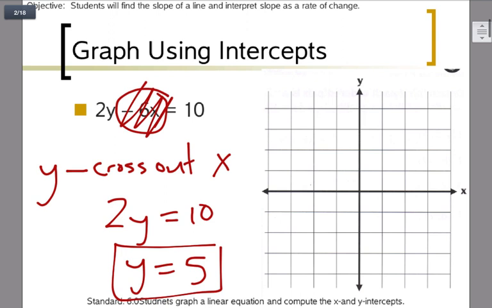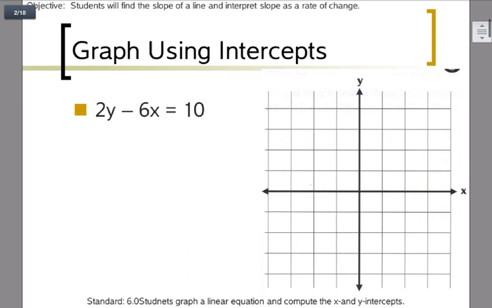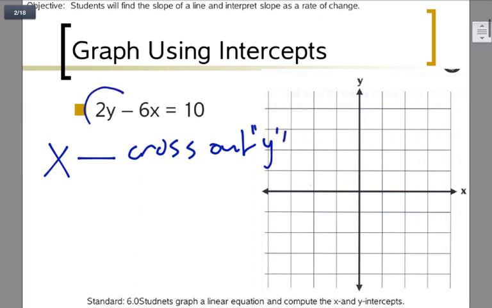What that means is the y-intercept is at 5. 1, 2, 3, 4, 5 right here. And the point is actually 0, 5. And then I could do the same thing to figure out the x-intercept by crossing out the y. To get the x-intercept, you cross out the y, and the thing that's next to the y, which is the 2.